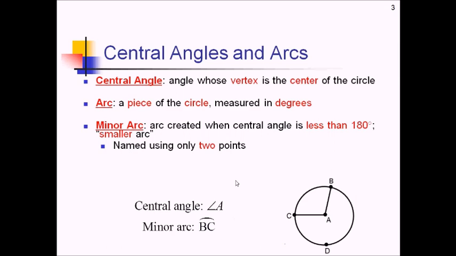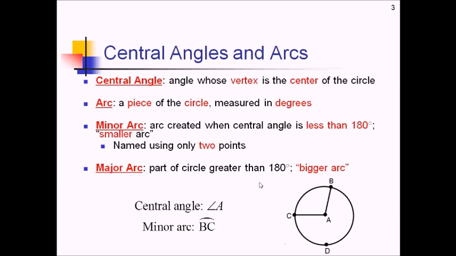Now, if you want to talk about the larger of the two arcs, the bigger arc, that's called a major arc. That's the part of the circle that's greater than 180 degrees. And we use 3 letters to distinguish this from the minor arcs. So, for example, here we could call this major arc arc BDC, or we could have called it arc CDB. But you have to have that third letter in there, that third point, so that people follow which way you're going to name that arc.